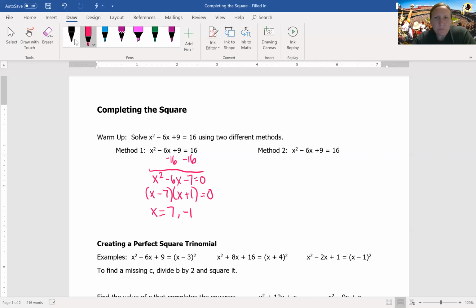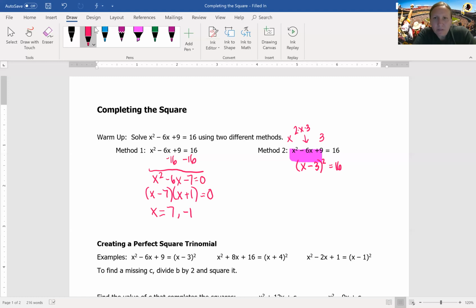Now method two, I'm going to do something a little bit different. I recognize that this x squared minus 6x plus 9 is actually a perfect square trinomial. Remember, to see if it's a perfect square trinomial, you take the square root of the first part, the square root of the second part, and then that middle term needs to be 2 times the first part times the second part. So 2 times x times 3 is 6x. So I'm recognizing that this is going to be x minus 3 squared.